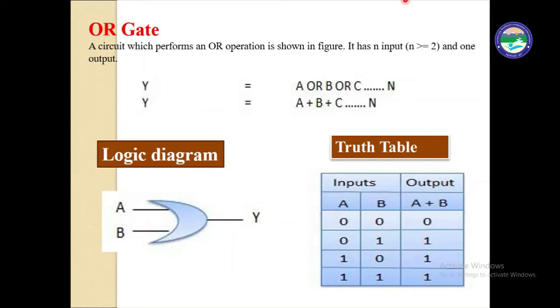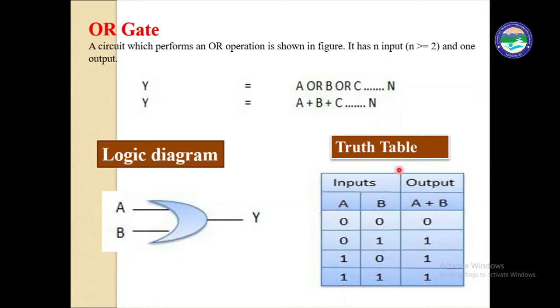Then we'll move towards another gate, which is the OR gate. An OR gate performs the OR operation, and the logic diagram of the OR gate is shown here. It again has N greater than or equal to 2 inputs and only one output. Basically, it performs an addition operation. So, if we have two inputs A and B, then output Y will be A plus B.